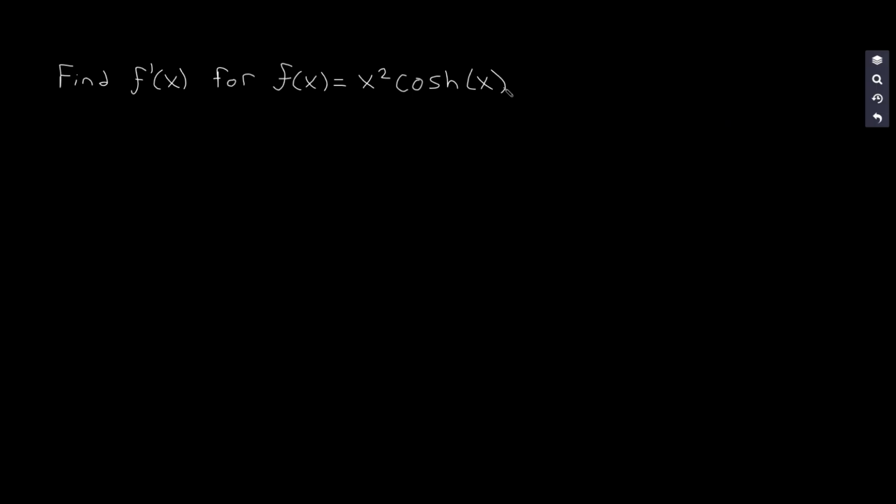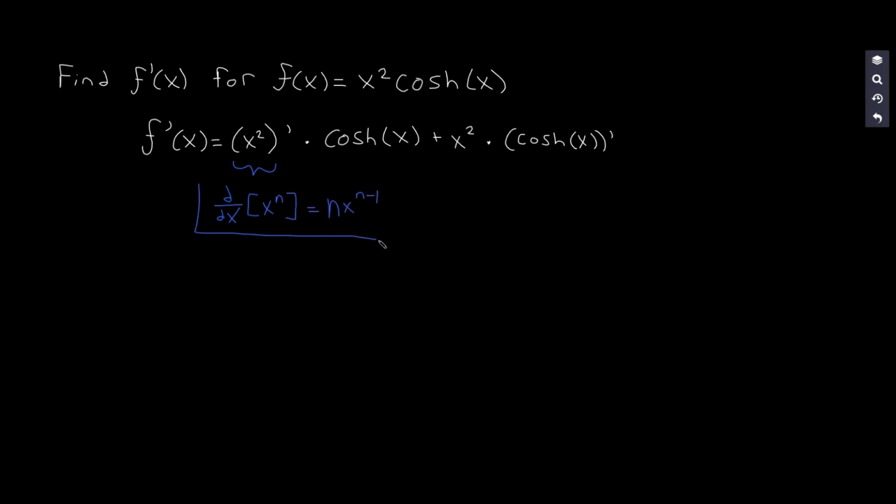That's our answer. All right, so we're prompted to find f prime of x for f of x equals x squared cosh of x. Now there is a product rule. F prime of x equals x squared prime times cosh of x plus x squared times cosh of x prime. That means that we need to find the derivative of x squared. Written in blue is the rule for taking the derivatives of something that's being raised to a certain power. So we can apply this here.